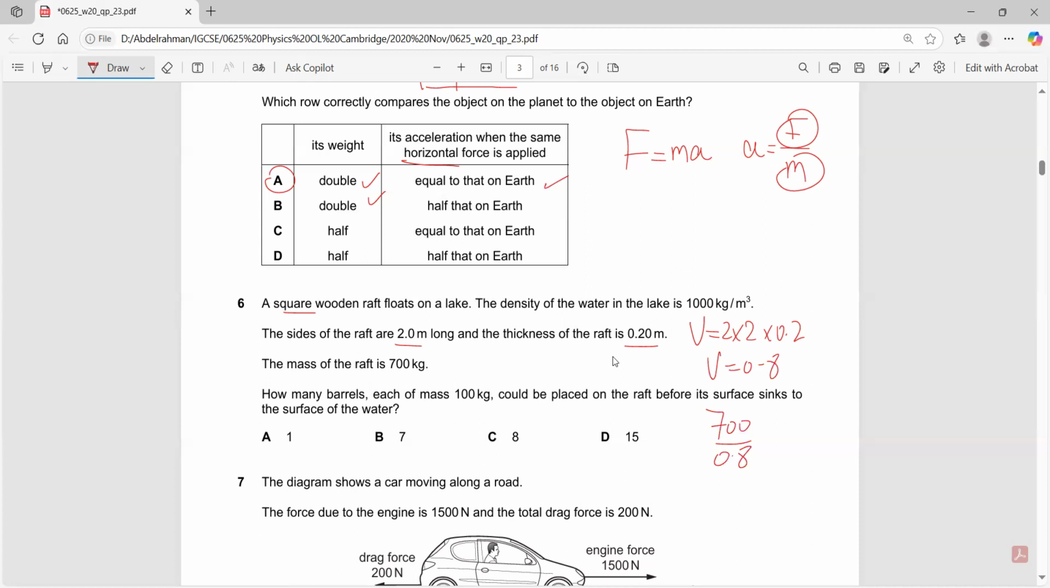If you add barrels of 100 kilograms, let's start off by adding one barrel. If I add one barrel, then the total mass would be 800 divided by 0.8. What's 800 divided by 0.8? This would be 1000, which means that it will start sinking. So you can only add one barrel. That's all you can add. You cannot add 7 or 8. If you chose 7 or 8, you forgot about the mass of the raft. You have to add the total mass of the raft.